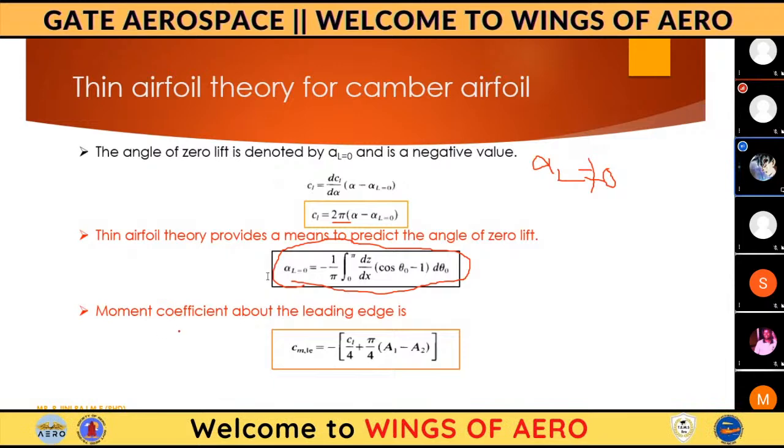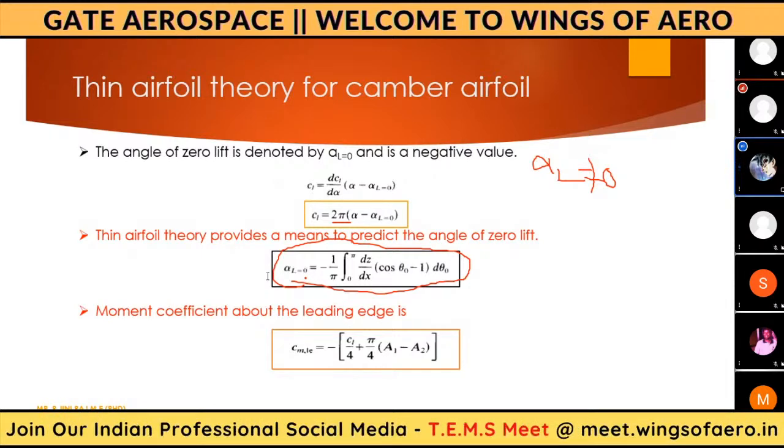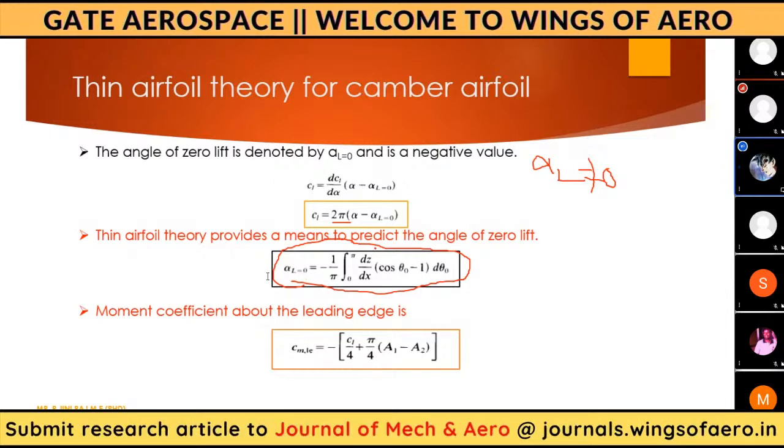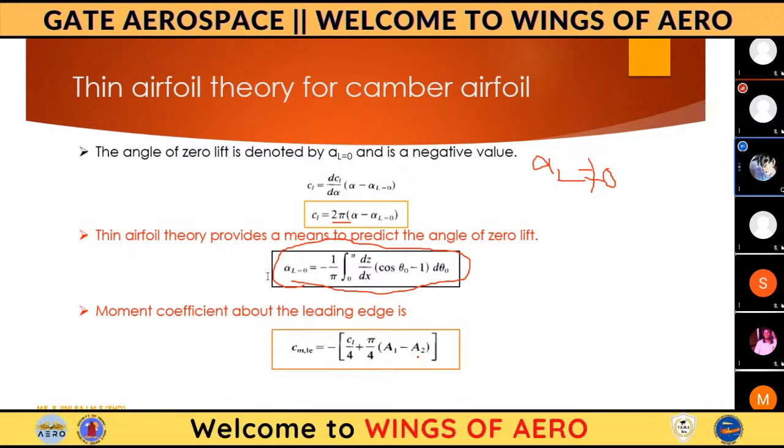Then the next thing is the moment coefficients. Now you all know how to find the lift of a cambered aerofoil using these formulas. Next is to find the moment coefficients. There are three types of moment coefficients we need to find: one is the moment about the leading edge, second is the moment about the quarter chord point, and the third is the moment about the trailing edge. And last, we need to find the location of the center of pressure.